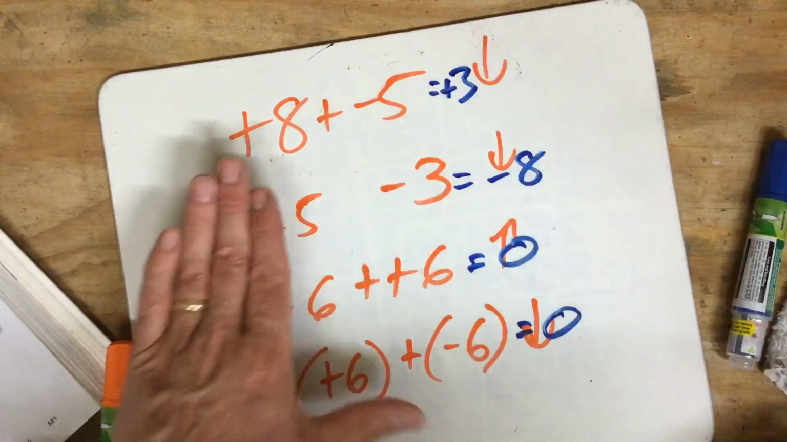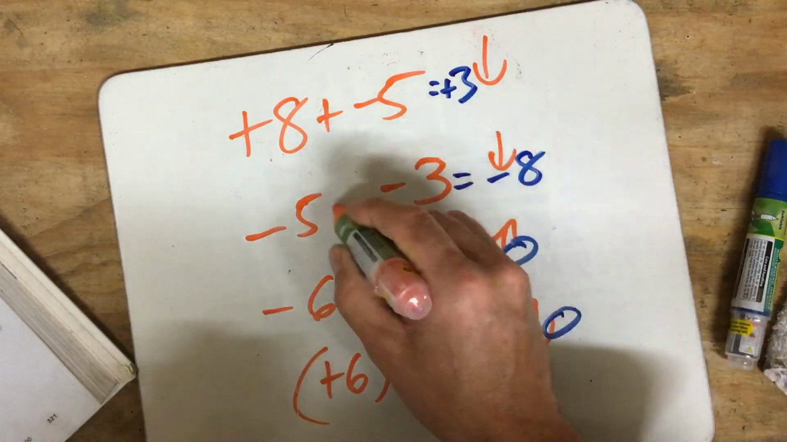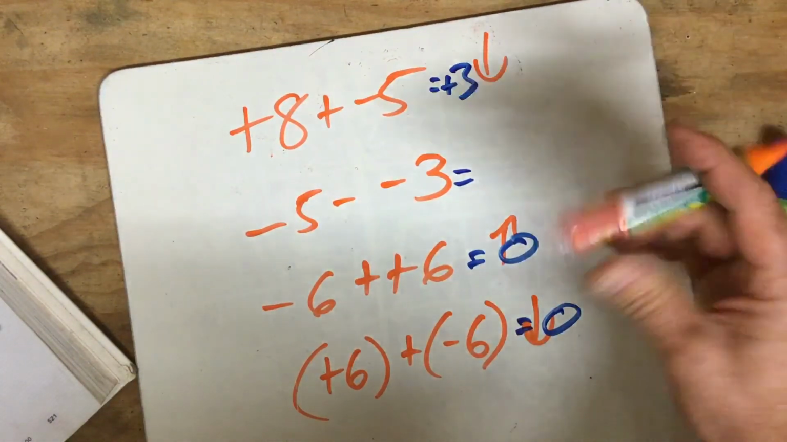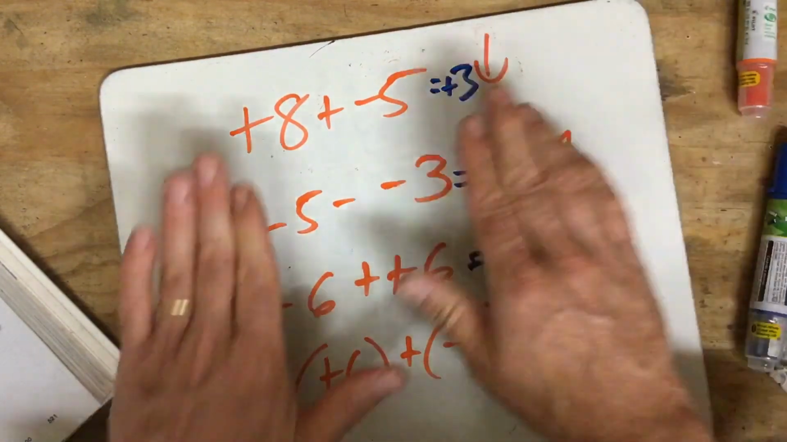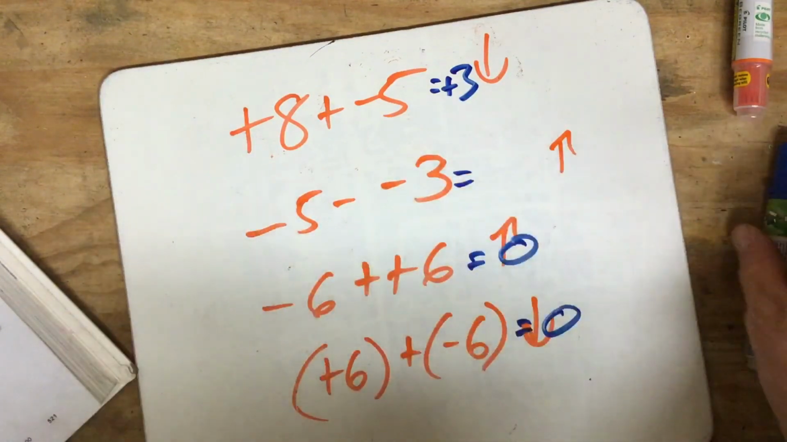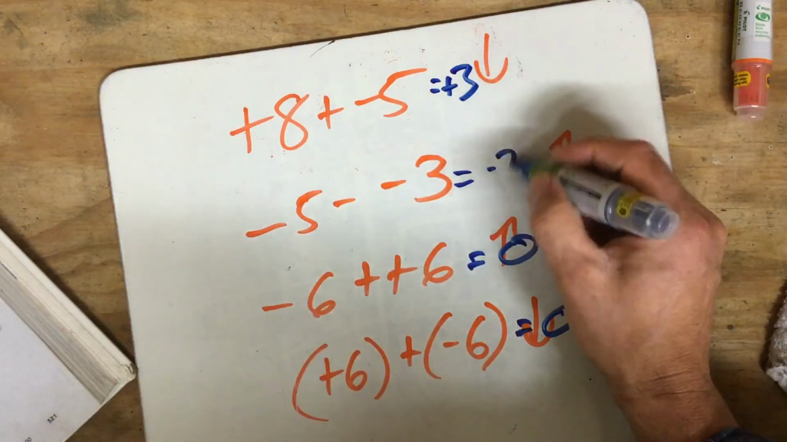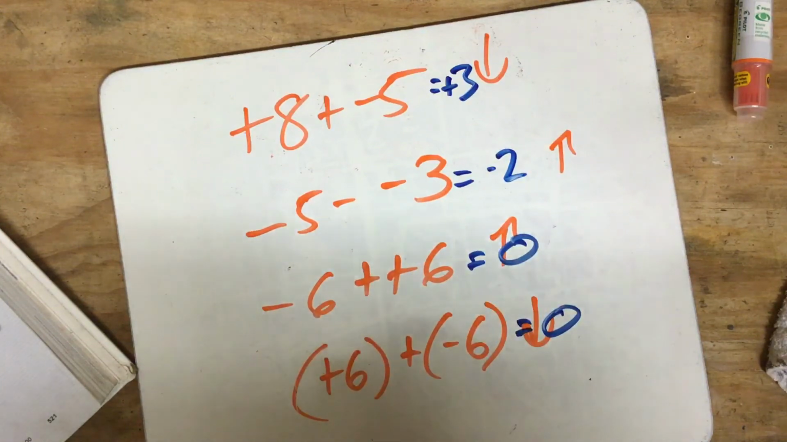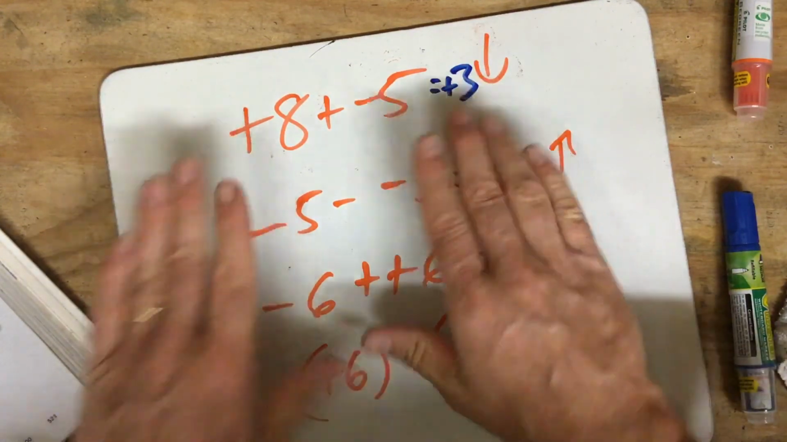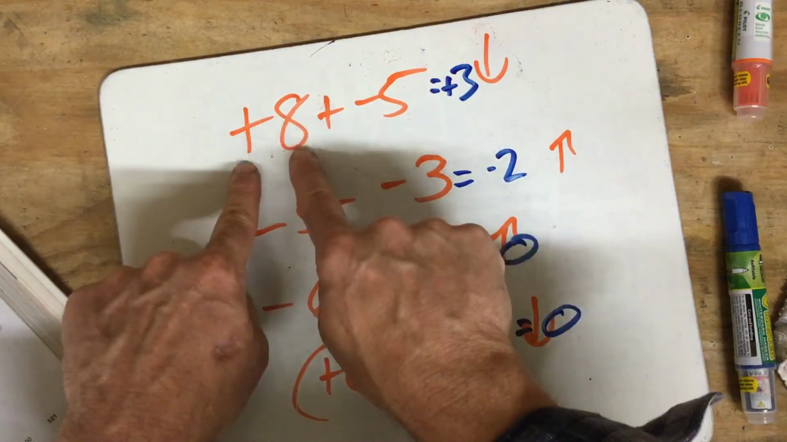If I did this one here, if I made that a negative, okay? That would mean it's going up. So I start at a -5, I go up 3. I'd still be in the negative, but I'd only be at -2. Okay? So first of all, determine which way it's going, and then find out where my starting point is.